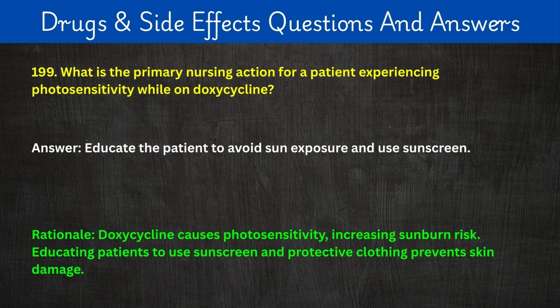199. What is the primary nursing action for a patient experiencing photosensitivity while on doxycycline? Answer: educate the patient to avoid sun exposure and use sunscreen. Rationale: doxycycline causes photosensitivity, increasing sunburn risk. Educating patients to use sunscreen and protective clothing prevents skin damage.